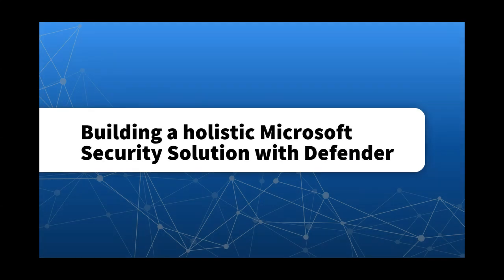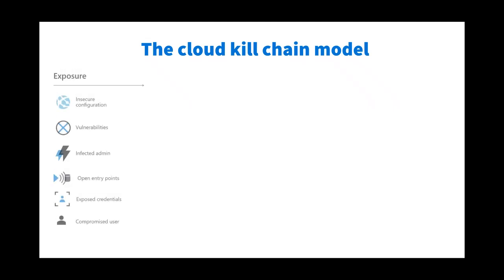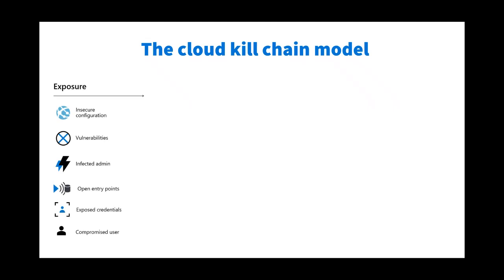So let's start looking at a holistic solution and why that's important and challenging in today's environments. So let's talk about the cloud kill chain. This is a way to represent how attackers access the environments that they go through. First, they're going to try to find some method of exposure, be it an insecure configuration, a vulnerability, an infected admin, open entry points, exposed credentials, and compromised users.